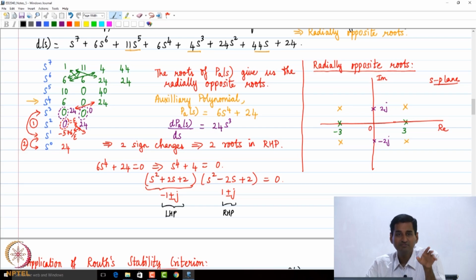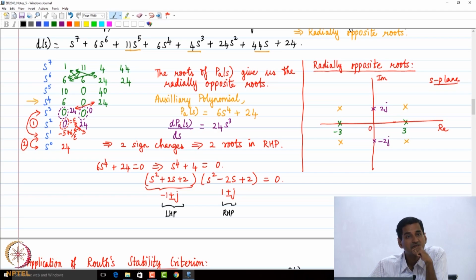Okay. So if the first entry is a 0 and you replace it with epsilon, we discussed that there are 2 cases, right? If there is no sign change, that indicates a pair of roots on the imaginary axis. If there is a sign change, then roots in the right half plane. Okay, that's the criteria used. These 4 roots are the roots of the auxiliary polynomial.